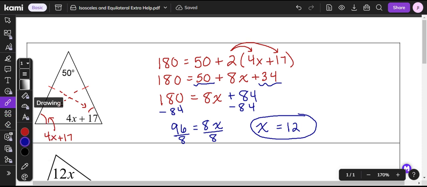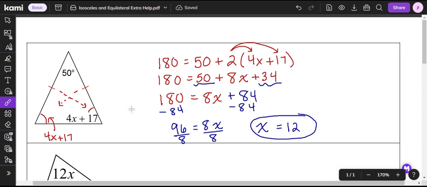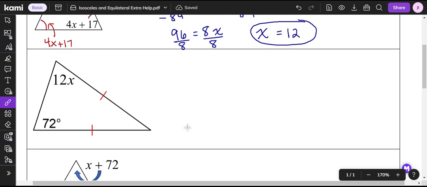So that's one option when dealing with an isosceles triangle. We have the vertex angle, and then we have one of the base angles. We'll repeat that base angle on the other side. The other option, and this is a simpler option, so you should be happy when you see this.